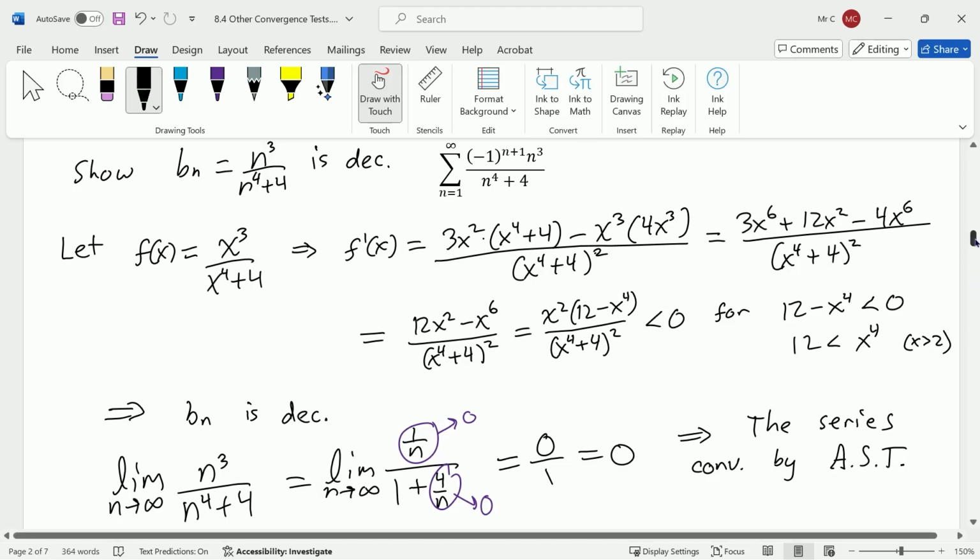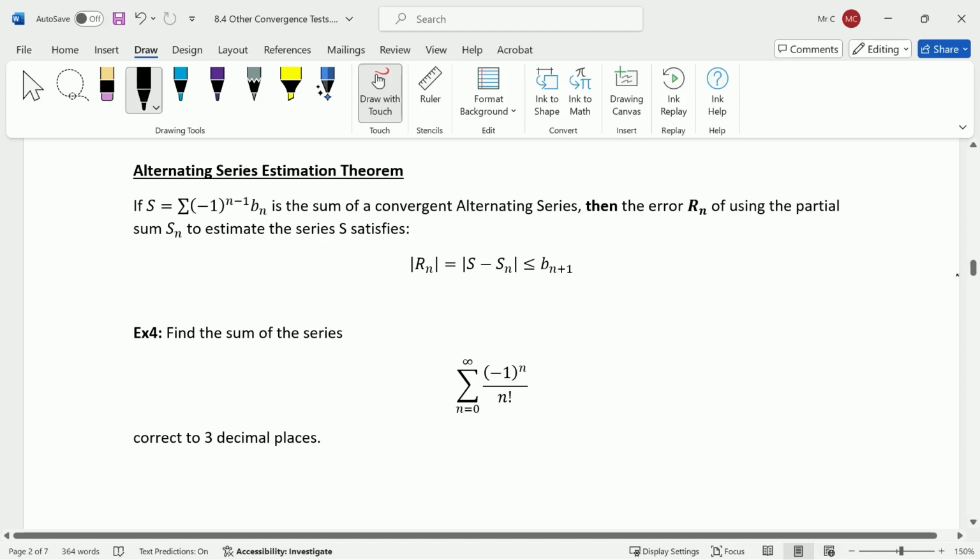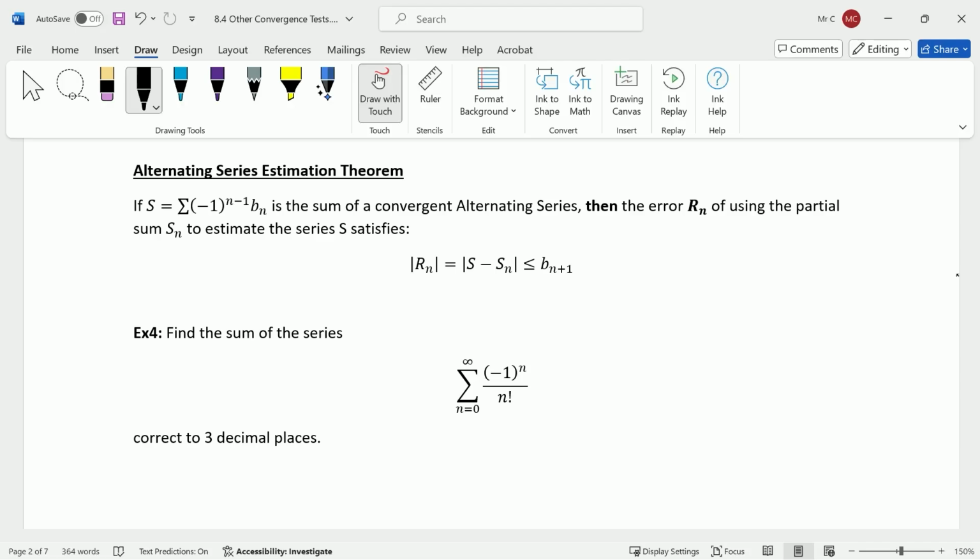All right, let's go ahead and move on. So now we can consider the alternating series estimation theorem. So this theorem says if S is an alternating series that is convergent, then the error R sub n of using the partial sum S sub n to estimate the series S satisfies that the error R sub n is equal to the difference between the actual sum and the partial sum, which will be less than the n plus 1th term. So what do I mean here?